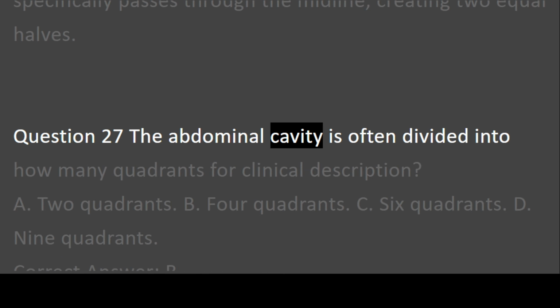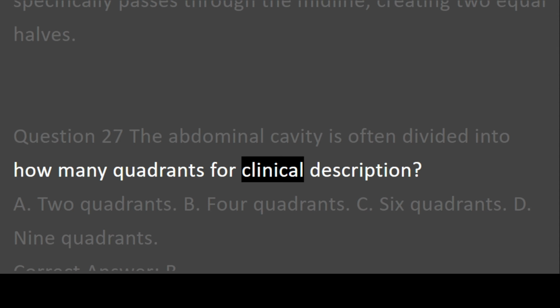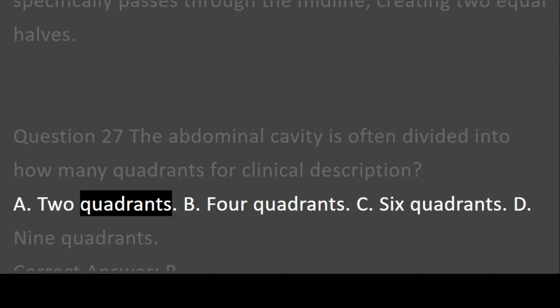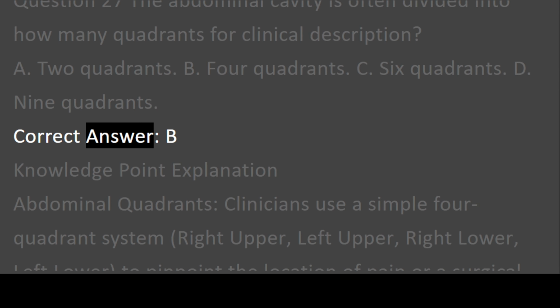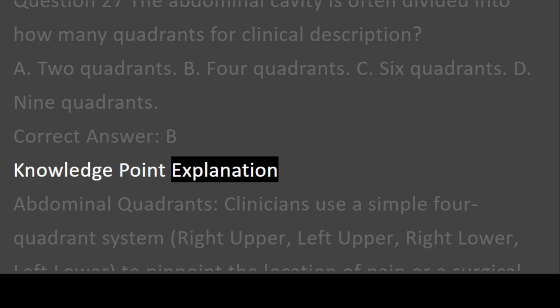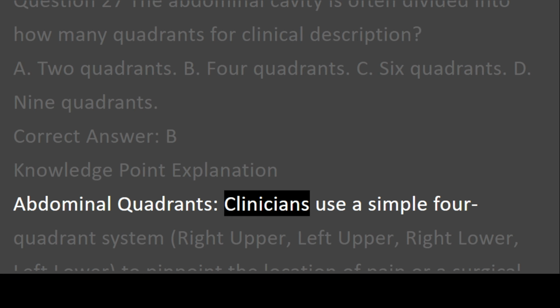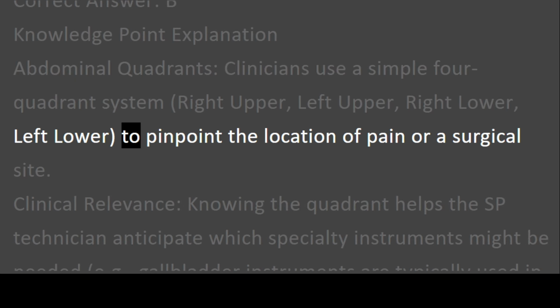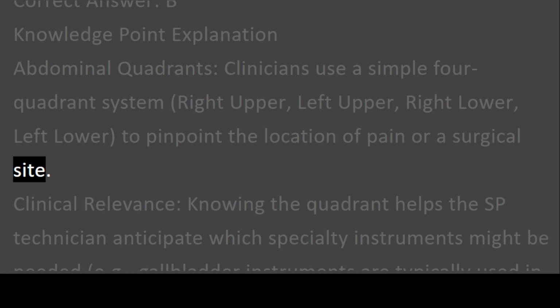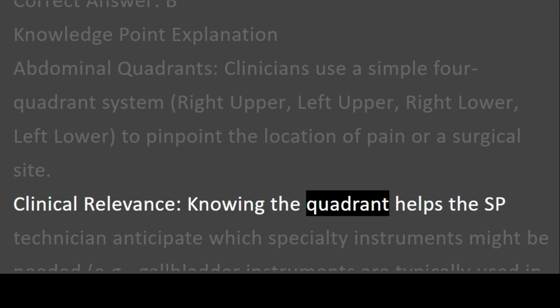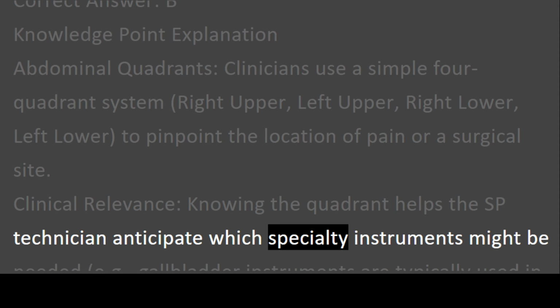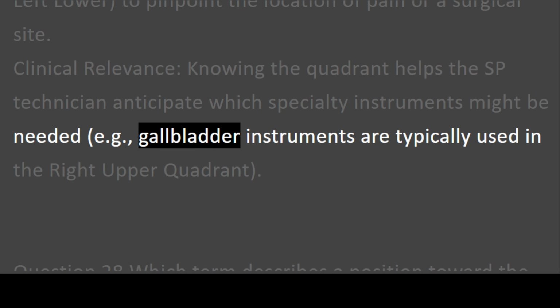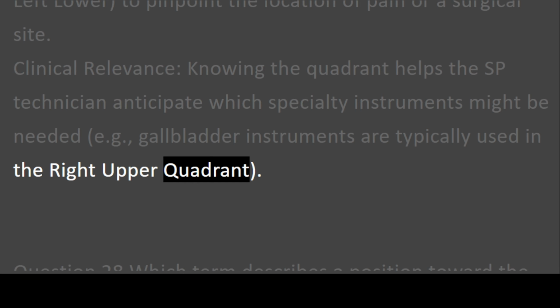Question 27. The abdominal cavity is often divided into how many quadrants for clinical description? A. 2 quadrants. B. 4 quadrants. C. 6 quadrants. D. 9 quadrants. Correct answer, B. Knowledge point explanation. Abdominal quadrants. Clinicians use a simple 4-quadrant system, right upper, right lower, left upper, left lower, to pinpoint the location of pain or a surgical site. Clinical relevance. Knowing the quadrant helps the SP technician anticipate which specialty instruments might be needed, e.g., gallbladder instruments are typically used in the right upper quadrant.